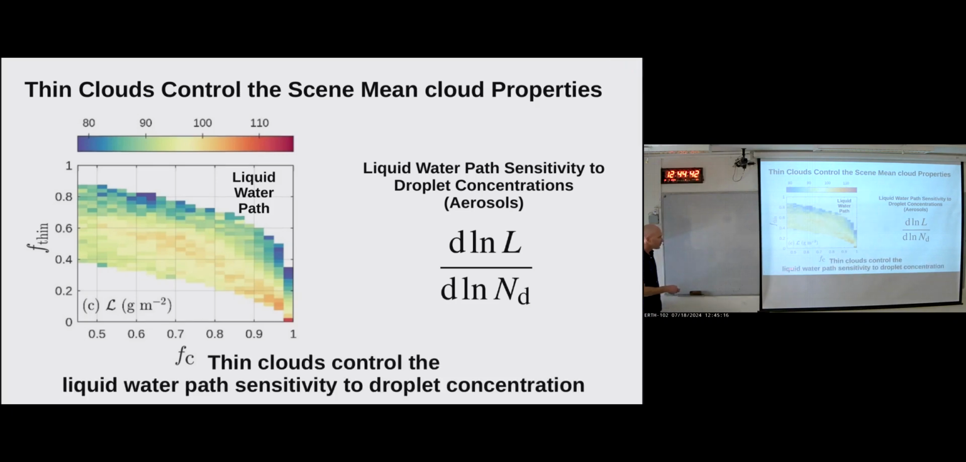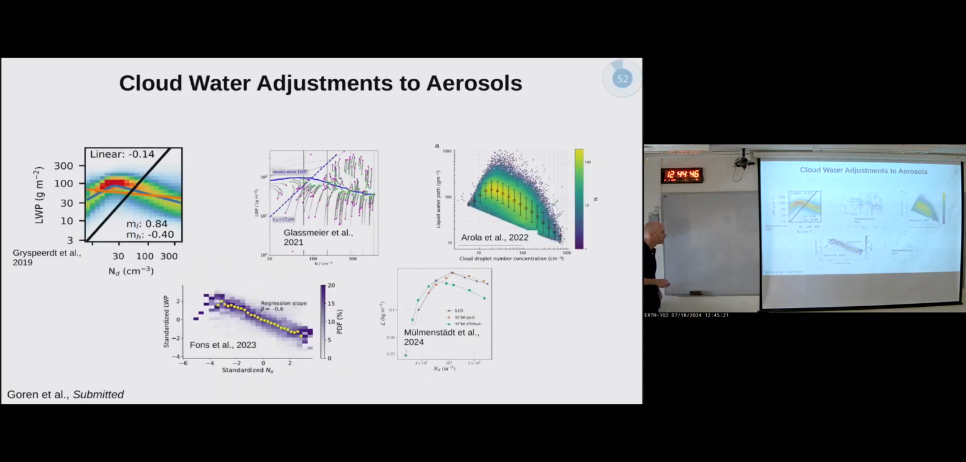Yes, so thin clouds control the liquid water path sensitivity to droplet concentration, and this is my last slide before the conclusion. These are examples of many studies in the past years. In 2019 it started with Ed Griffith, who was a co-author on that, and then LES simulations later on, and this is from satellite observations and looking at the biases from satellite observations. And this is from GCM, and the axis in all of these plots is LWP as a function of ND.